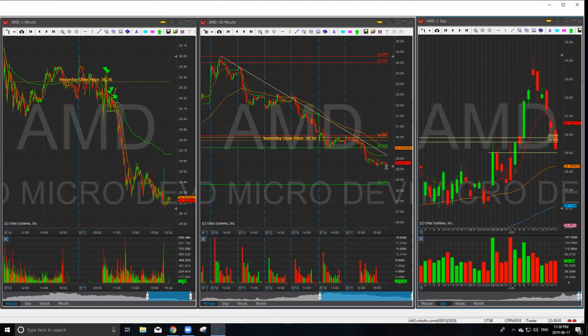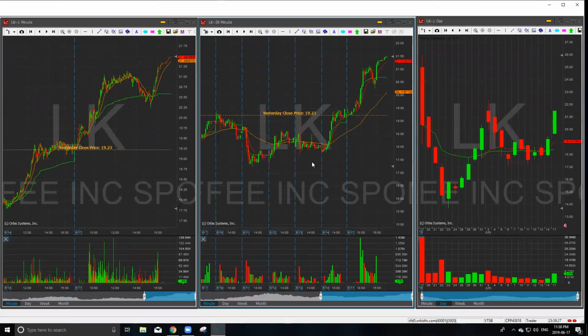From 29, if it makes a tight sideways range and then starts forming higher lows, you have pretty tight risk. And I would actually long it back up and anticipate the breakout of this downtrend line, because if this downtrend line does break out, then the stock is going to squeeze. Okay, so that's AMD. Next up, Luckin Coffee, LK.